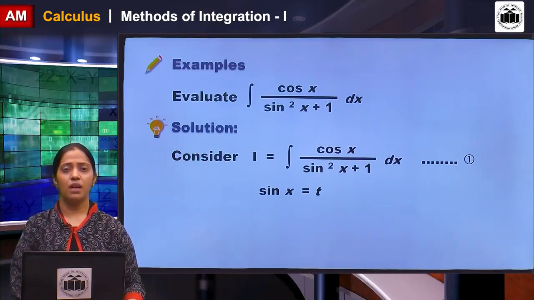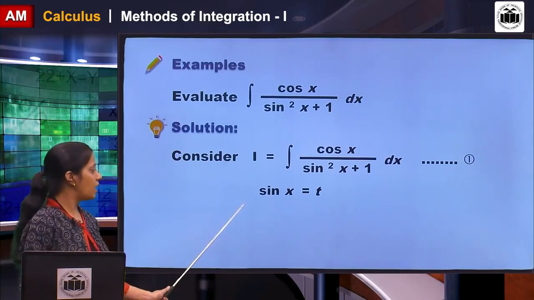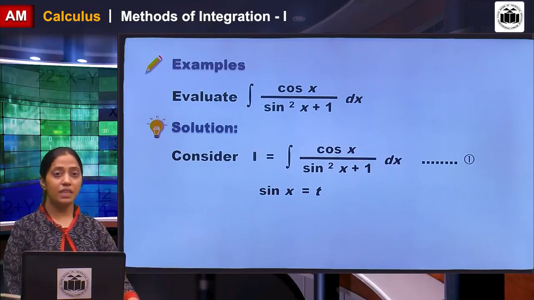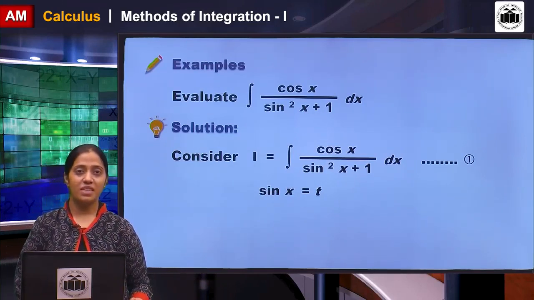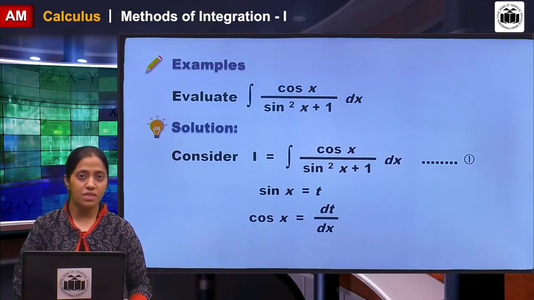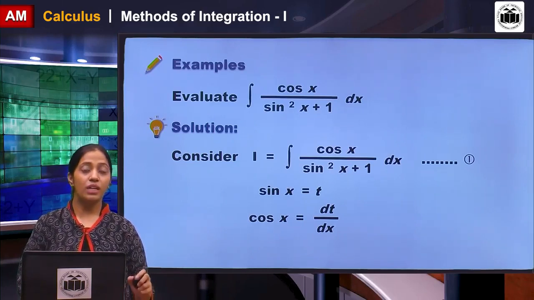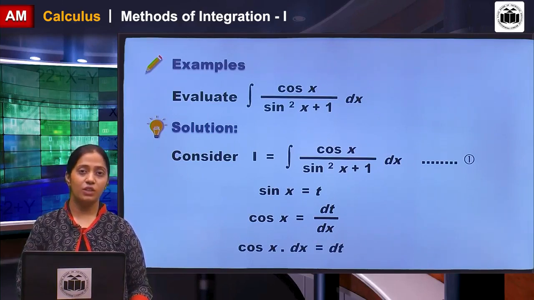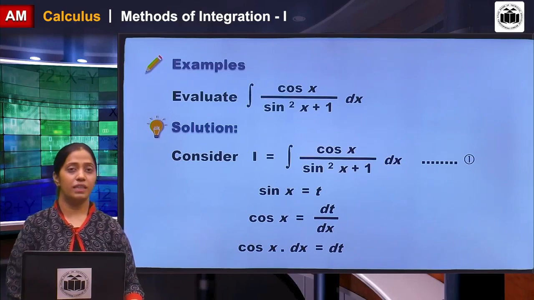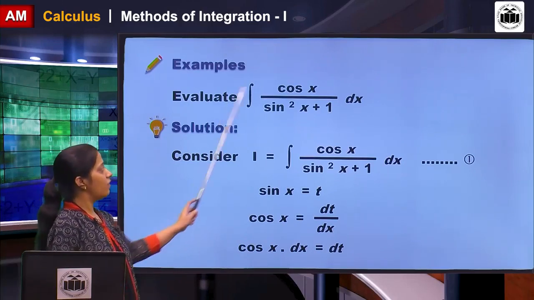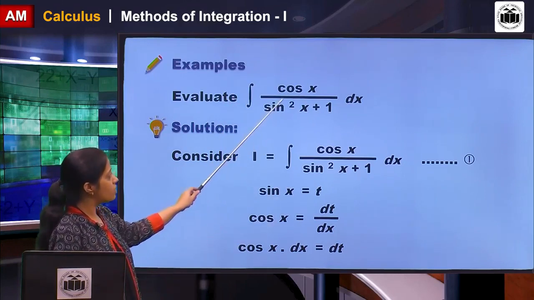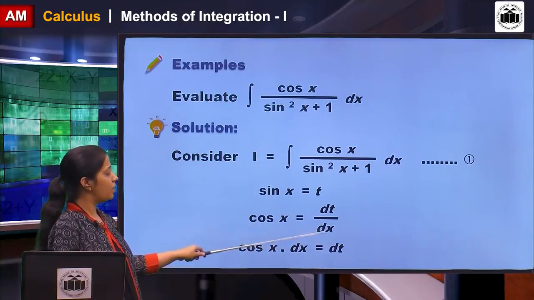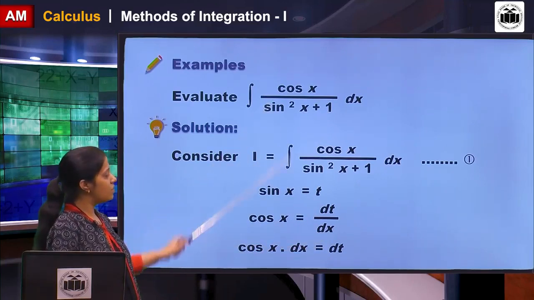The steps are the same. After this we will take the derivative on both sides. So the derivative of sin x and the derivative of t. And what is the derivative of sin x? It is cos x. And the derivative of t is dt by dx. Now tell me what will be the next step? We will take dx to the other side. So what is our value of dt? It is cos x into dx equal to dt. Now check our integration. This is the given integral. And what we got: cos x into dx, that is nothing but our dt. That means this term is now reduced.